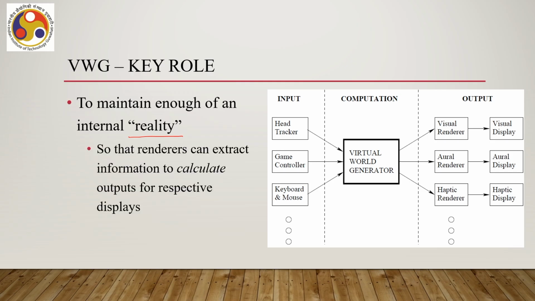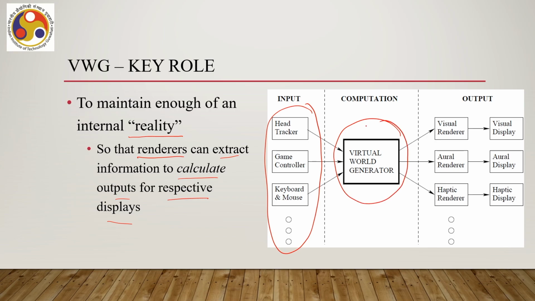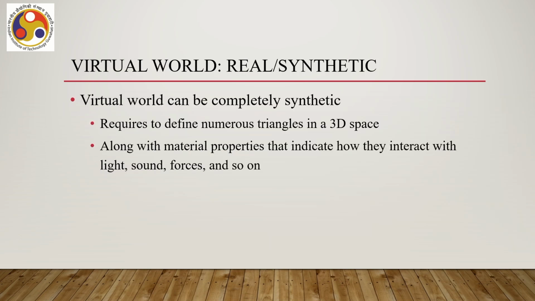Now, to do that, it should be able to maintain internal reality so that renderers can extract information to calculate outputs for respective displays. So, from the input side, whatever information is coming, the role of the VWG is to convert it to output so that it appears to be real. So, there is a match between input and output. The role of the VWG is to maintain that match.